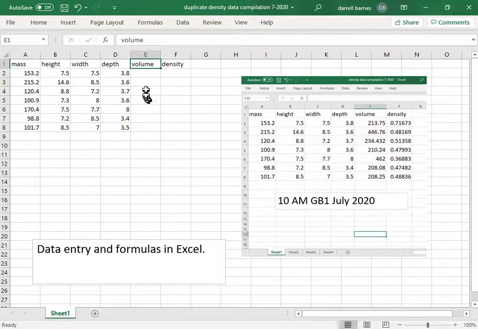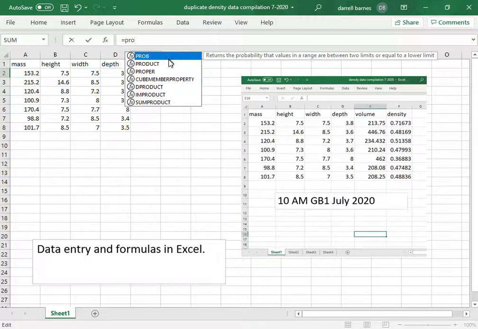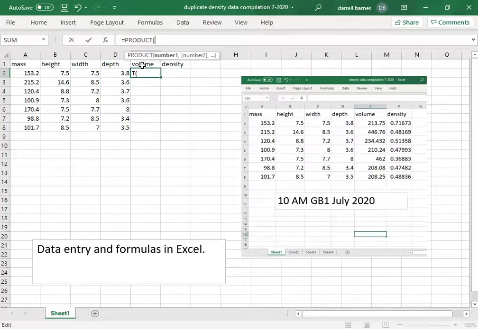So what I wanted to talk about with you next, after inputting the data, is how would we configure a formula to get Excel to multiply these three columns to get volume. So let's go up to the formula line and type in equals. And remember, if we multiply things, that's called finding the product. So let's pick product. And notice that it tells us the data that must be entered.